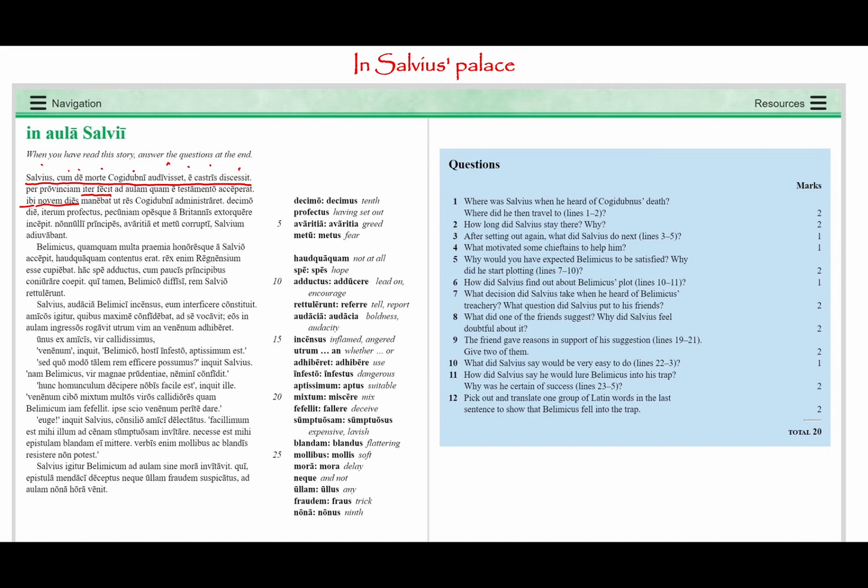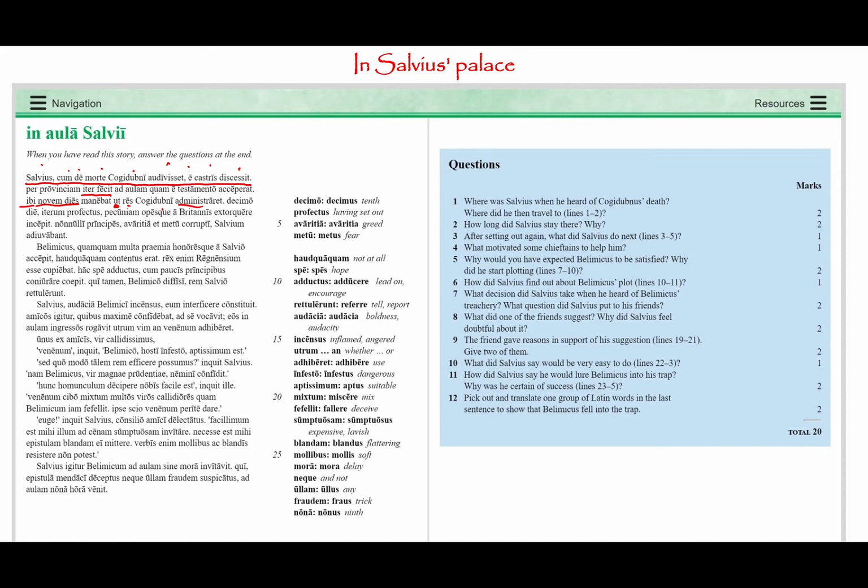Why? We've got a nice purpose clause flagging that up. In order to administer the affairs of Cogidubnus. That can be translated in numerous ways really. Both administrare and res are pretty flexible verb and noun respectively. To see to the affairs of Cogidubnus, to administer the affairs of Cogidubnus, is about as good as a translation can be, I think. Question 3.